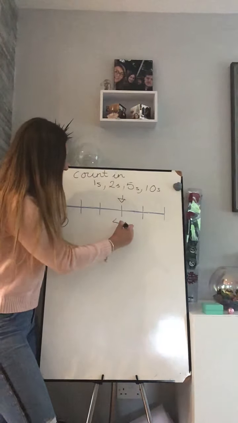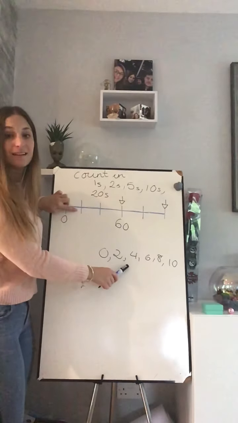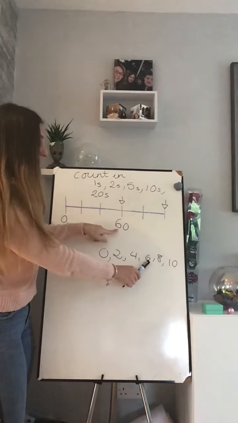So if I start on 0, and I am counting in 20s, what will be my number there? 0, 20, 40, 60. What about my last one? Get ready. 100, that's right. Let's count together in 20s. 0, 20, 40, 60, 80, 100. Well done.